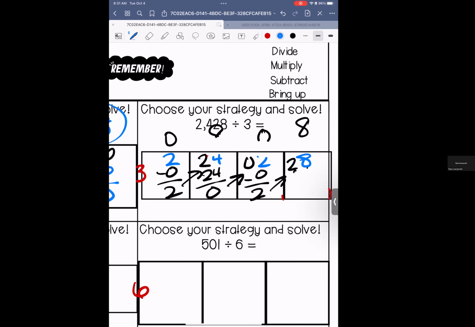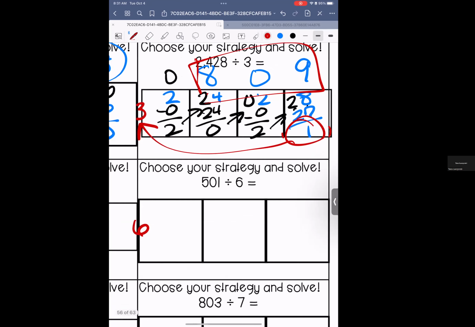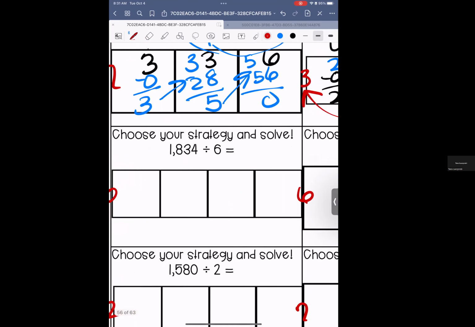I was going into 28, and my math is telling me that I can go in one more time. 9 times 3 is 27, remainder of 1. That is much better because this is smaller than that guy. My answer is 809 with a remainder of 1. See how we caught that error right there?